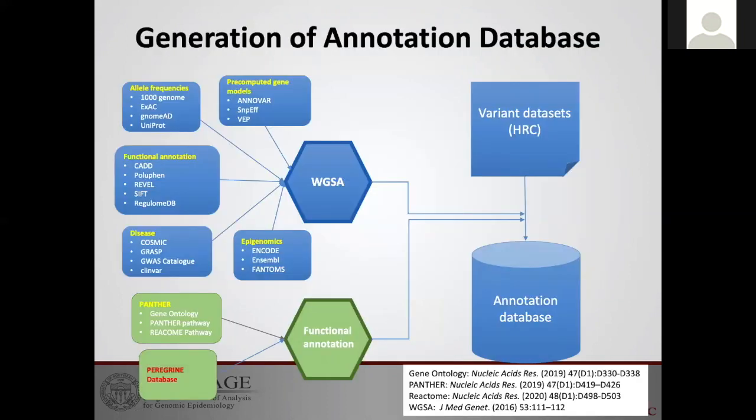The backend of AnnoQ is a large annotation database, which contains pre-annotated variant data. Currently, about 40 million variants from the haplotypes of the Haplotype Reference Consortium are included. They are annotated with sequence features, diseases, allele frequency, etc., using WGSA shown here. And they're shown in blue, all these annotation data. And they are also annotated with functions through PANTHER and Peregrine. At the end, the annotation database is a huge matrix with 40 million rows of variants and over 1,000 columns of annotations.